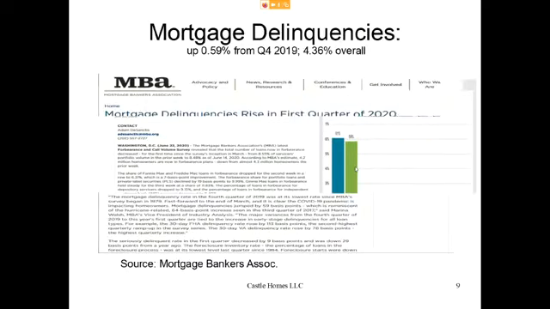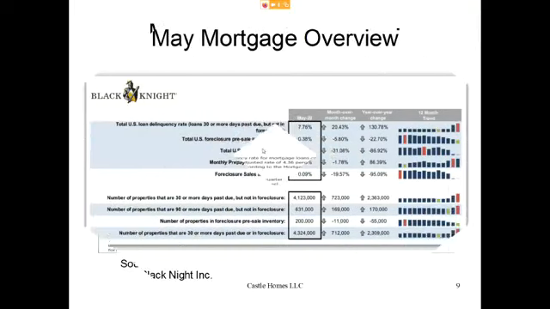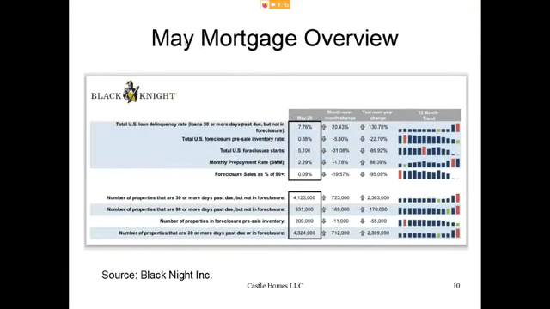All right, so then mortgage delinquencies. We just have a Q1 read, unfortunately, which was up 0.5% over Q4 2019, sitting at 4.36. I do have more information from Black Knight. This is for May, and they're saying their data is showing a delinquency rate of 7.76. So that's quite an increase, and it shows here the month and the yearly increase.